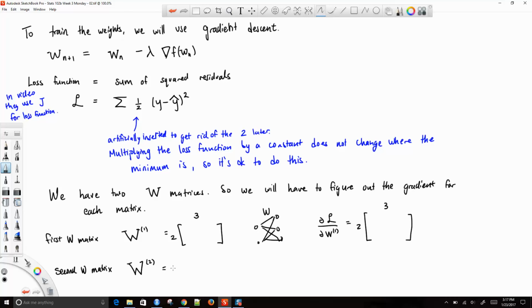Okay, the second weight matrix takes our 3 from our hidden layer and goes to our 1 output. What are the dimensions of this one? Three by 1, okay? It's taking 3 in and putting 1 out. And so the gradient dW2 will be 3 by 1.